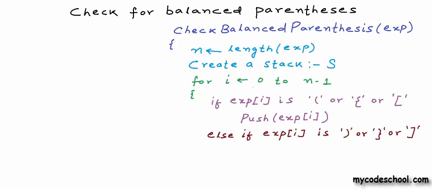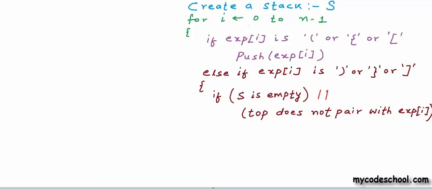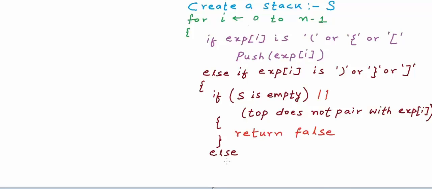Else, if expression I or the character at ith position while scanning is a closing symbol of any of the three types, we can have two scenarios. If stack is empty or top of stack does not pair with the closing symbol. If we have a closing of parenthesis, then the top of stack should be an opening of parenthesis. It cannot be an opening of curly brace. In such a scenario, we can conclude that the parentheses are not balanced. Else, we can perform a pop.